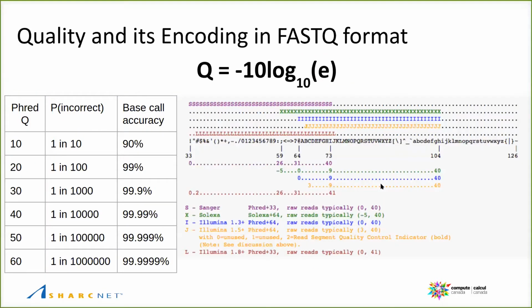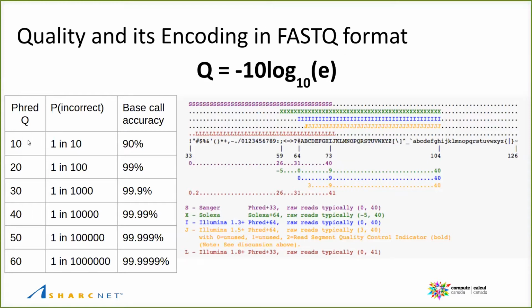Now, what is quality and encoding in the Fastq format? This is sometimes a little tricky when you're not familiar with the Fastq format. The quality is basically the probability of the base call being incorrect. So if you say this is an A, an adenine, what is the probability that I made a mistake? Normally it's in base 10. So the Q is basically minus 10 times the log 10 of the probability of error.